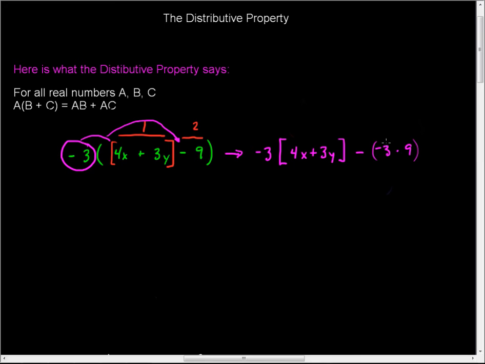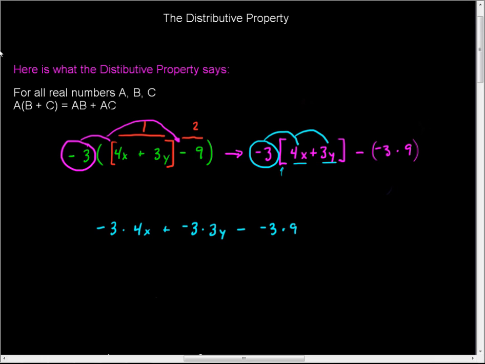Now, before I expand this, I don't want to expand or combine the negative 3 and the 9 yet. I want to notice that I've got 2 terms inside of parentheses, or in this case brackets, which are the same thing. And I have a number out front, which means I can distribute that negative 3 to both the 4x and the 3y. So I take negative 3 times 4x plus negative 3 times 3y minus negative 3 times 9.